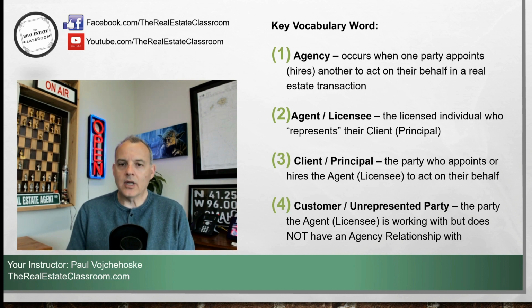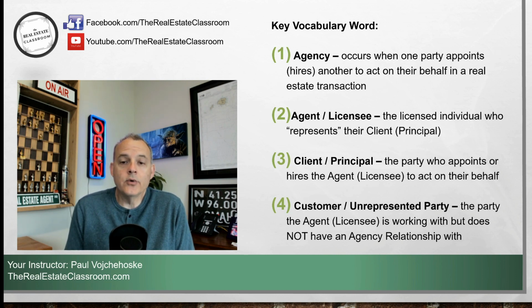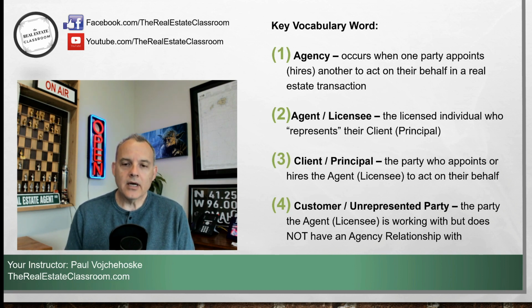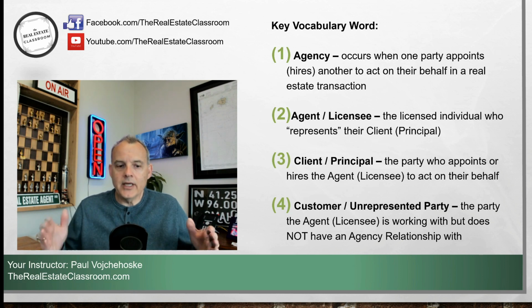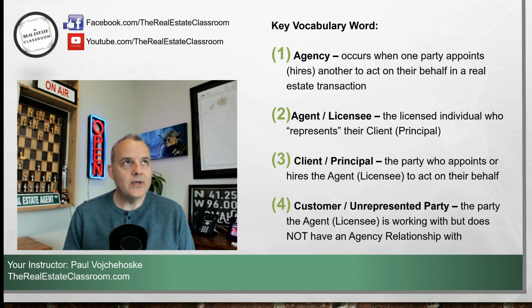The third term is client or principal. Those two terms mean the same thing. That's the party who appoints or hires the agent to represent or act on their behalf. The customer is an unrepresented party. Customer, unrepresented party, two terms used interchangeably. That's the party that the agent is working with, but does not have an agency relationship with.